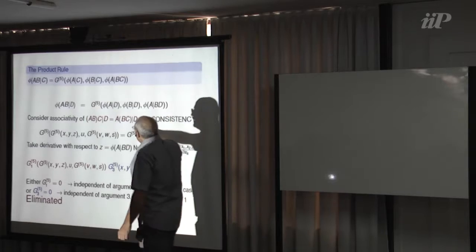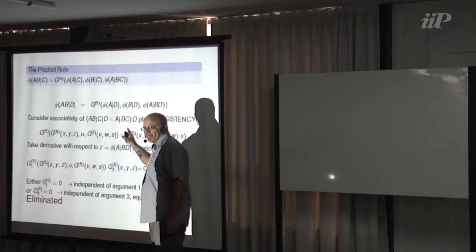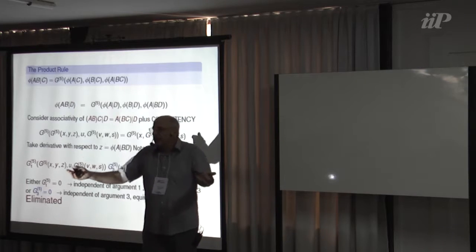Let's go. I'm going to look at associativity again. I'm going to write things in two different ways. I'm going to impose that I'm not manifestly inconsistent, and I'm going to deduce a functional equation. I'm going to solve it, and that's it. Okay?